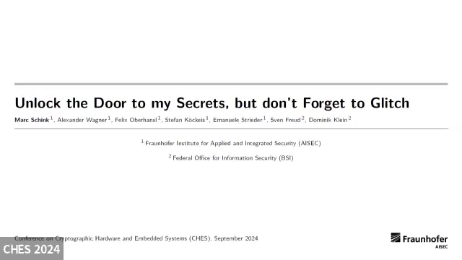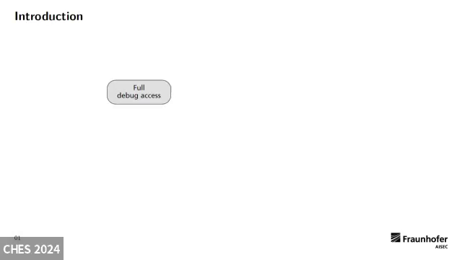Let me start with a quick introduction of how the attack vector works. Every modern microcontroller has a debug interface, which is used to develop your firmware and debug your system, but also to deploy secret keys. After this process, you usually want to lock your debug interface or at least restrict it, because otherwise an attacker would easily be able to extract your secrets from your device, for example, firmware or secret keys.